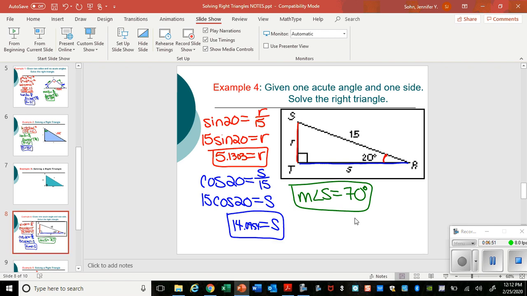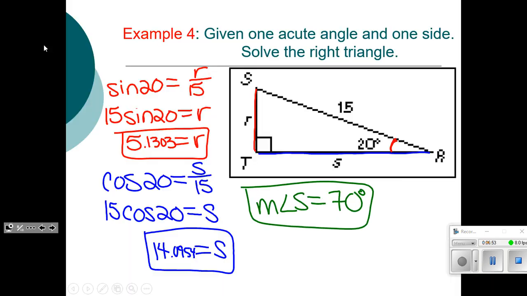Let's look at example 4. Given one acute angle and one side, solve the right triangle. So here we have 20 degrees, 90 degrees. This right here will be 70, because 90 plus 20 subtracted from 180 is 70, right? So we got all three angles. Now we need all three sides.